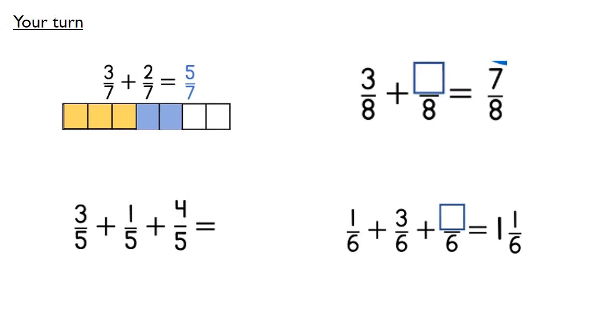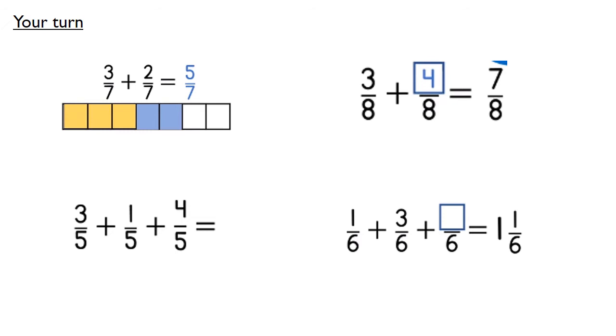Right, so our next question, we have 3/8 add something 8 to give us 7/8. Now we know that we don't have to add up the denominator, so all we really need to work out is 3 plus what, 3 add what equals 7. And we know that 3 add 4 equals 7. So now we know that 3/8 plus 4/8 equals 7/8.